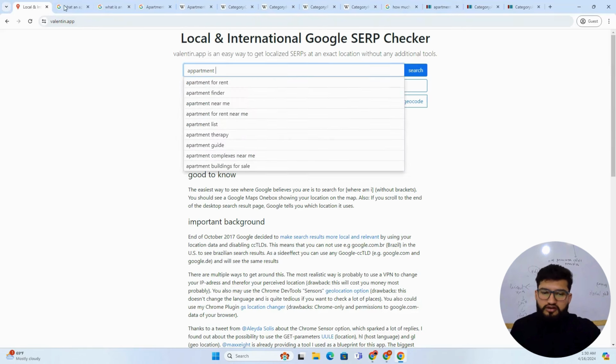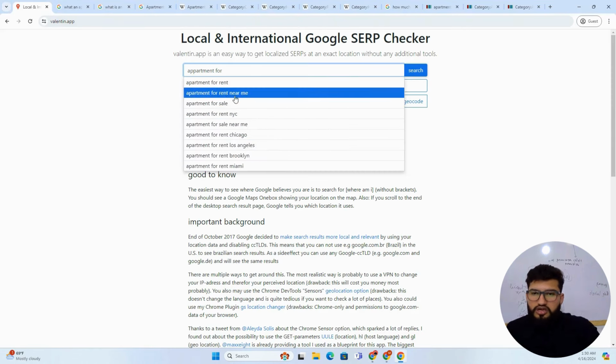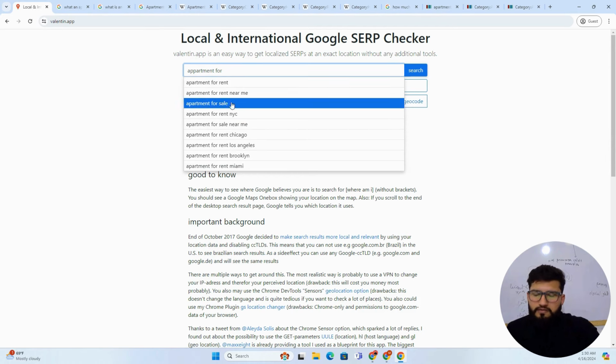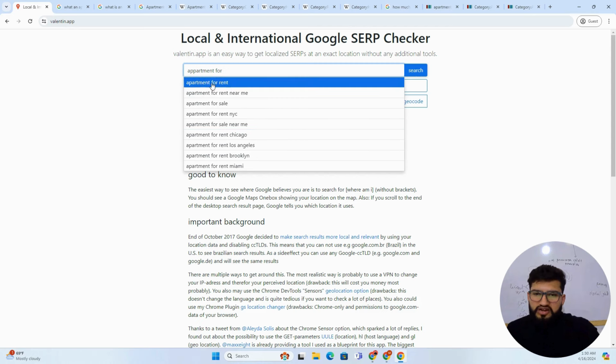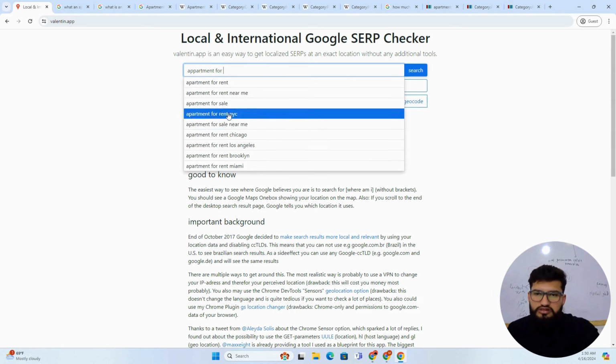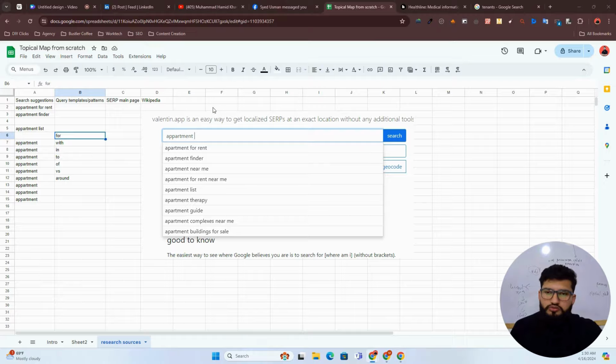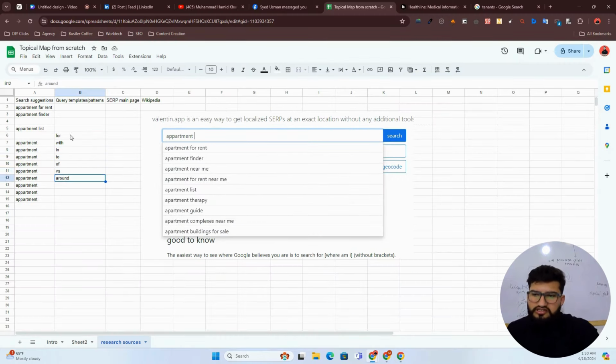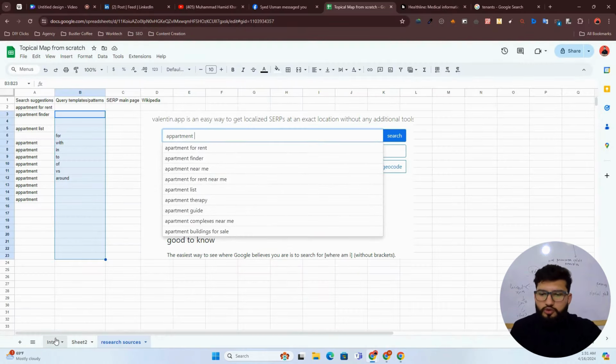If you write apartment and you write for, you can get all the data, like the query template. This is actually what we call a query template or pattern, which users are searching. I mean, this is a template. So you probably use multiple query templates at the same time, and you get all the information. And this information actually comes from query semantics.